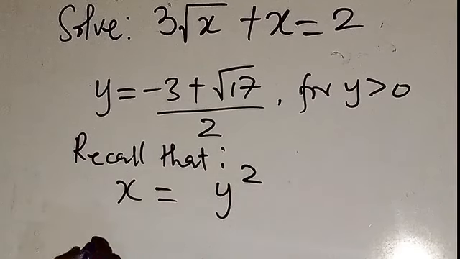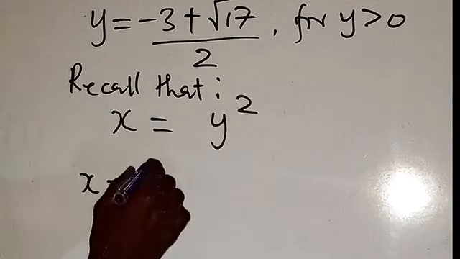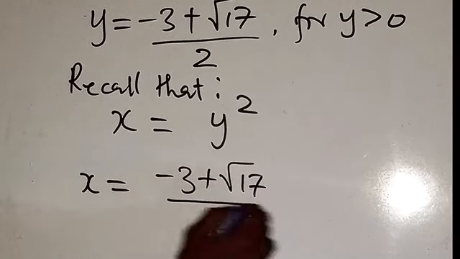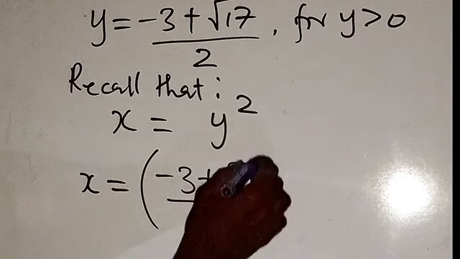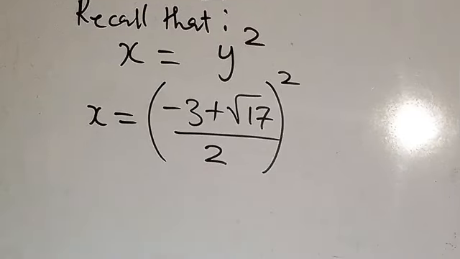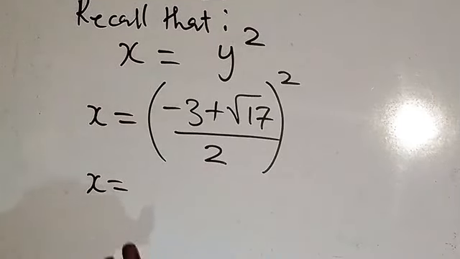Now if x is y squared, we're going to have x equals, what's the value of y? Use the value of y here. We're going to have minus 3 plus root 17 all over 2, all squared. Are you getting it now? So the next thing for us is to find the square of this. So x equals, now so simple.